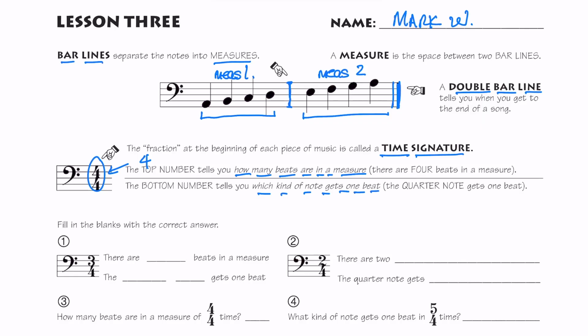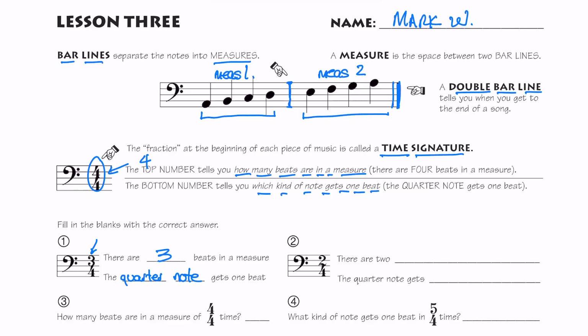All right, so we're going to fill in the blanks on number 1 to get the correct answer here. This time signature has a 3 on the top, so there are 3 beats in a measure. What type of note receives one beat? The quarter note. This is just reinforcement so that you get some repetitive learning on time signature.